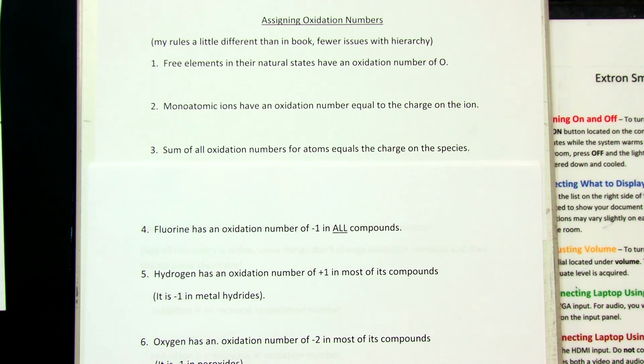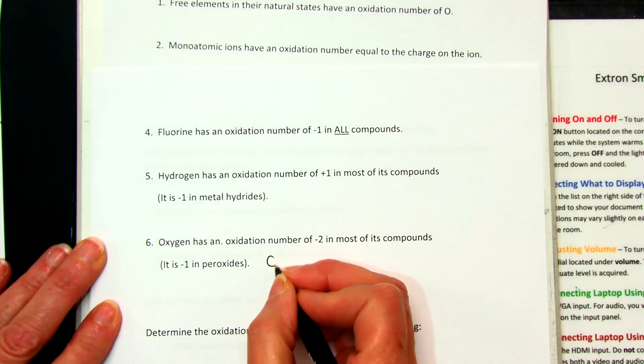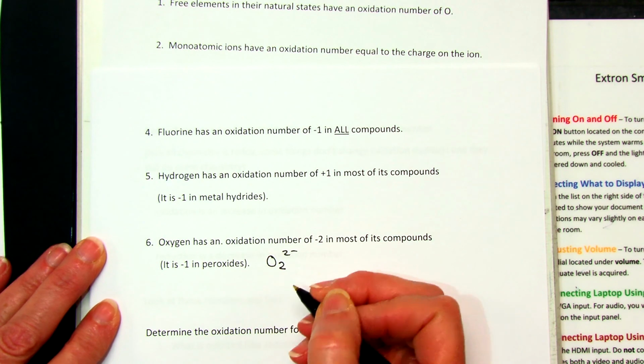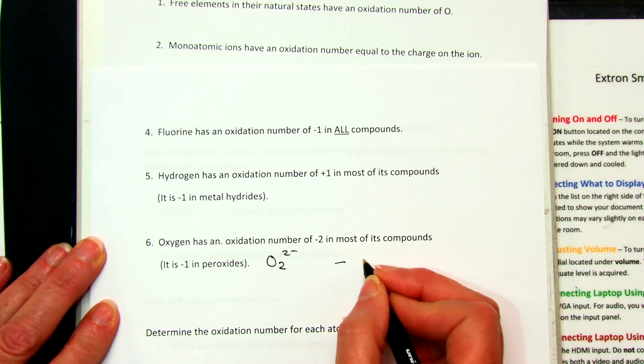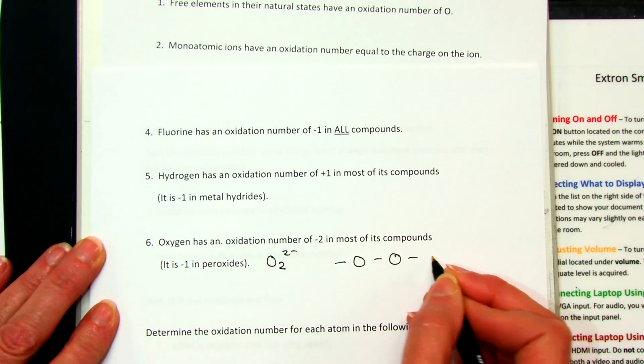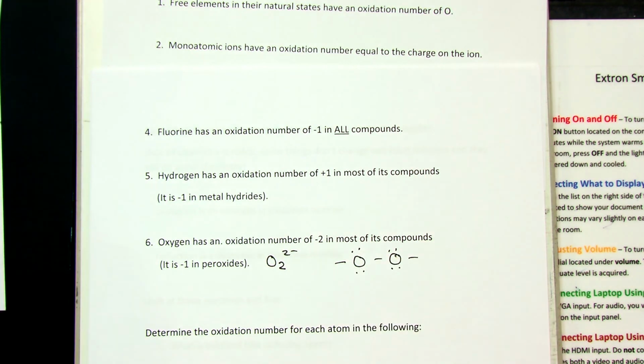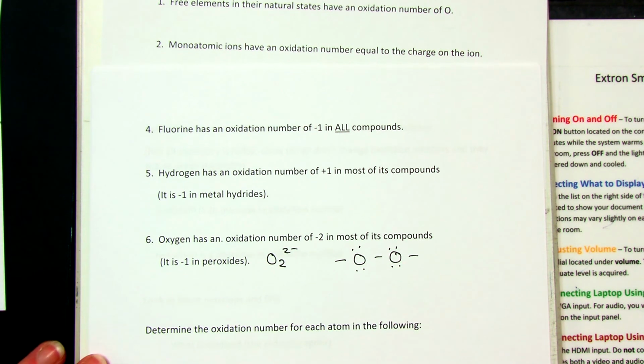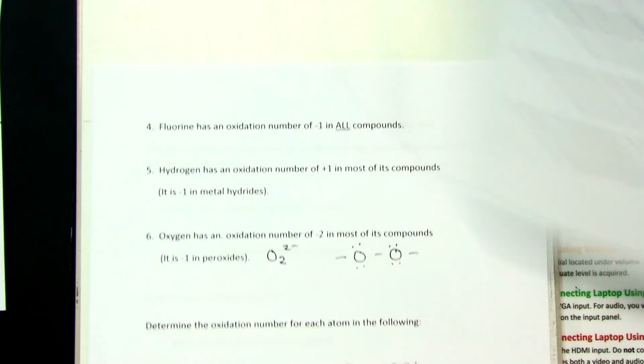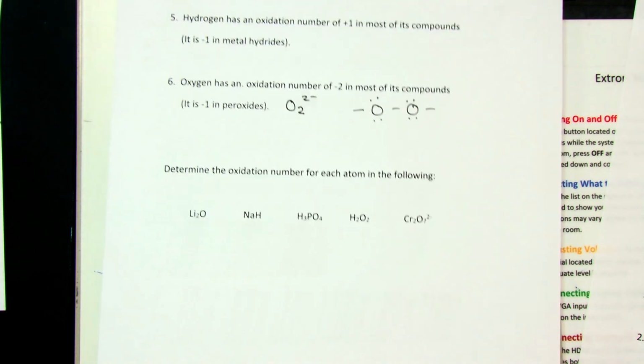Oxygen is -2 unless it's a peroxide. How do you recognize a peroxide? Well, you know the peroxide ion, O2 2-, and peroxides, if you look at the Lewis structure, which you were exposed to a little bit in your introductory chemistry, have 2 oxygens with a single bond between them. That's what makes it a peroxide. So now let's see what this means in terms of an example.